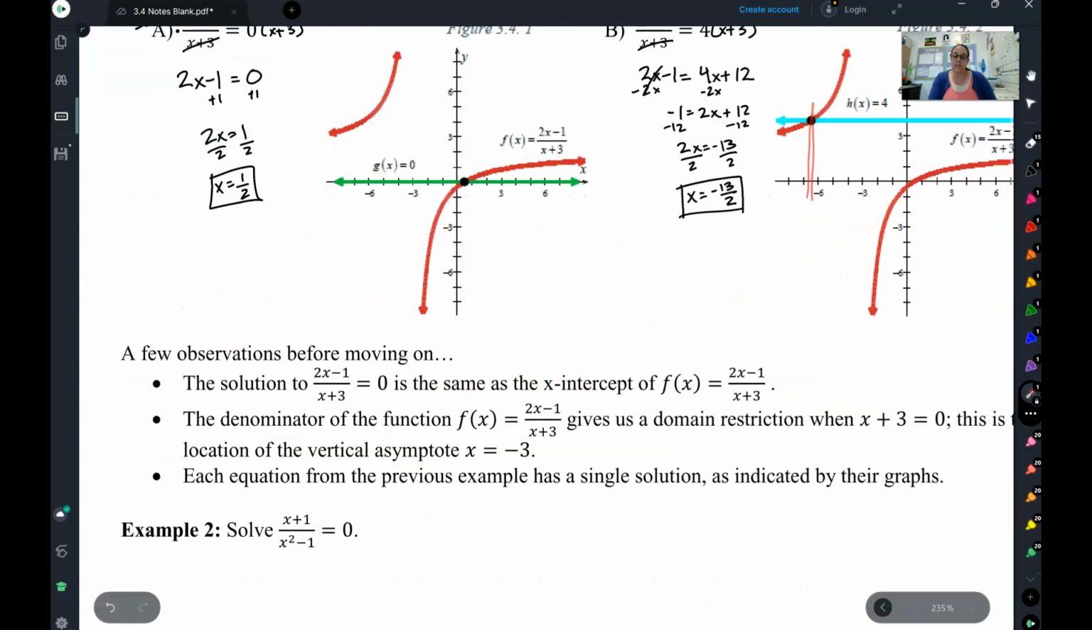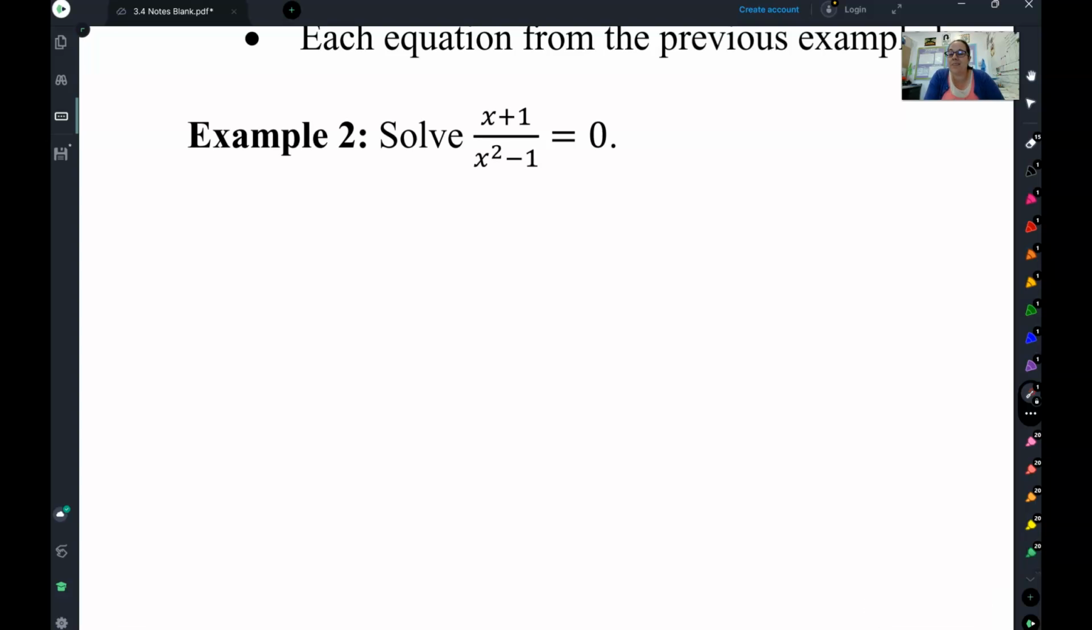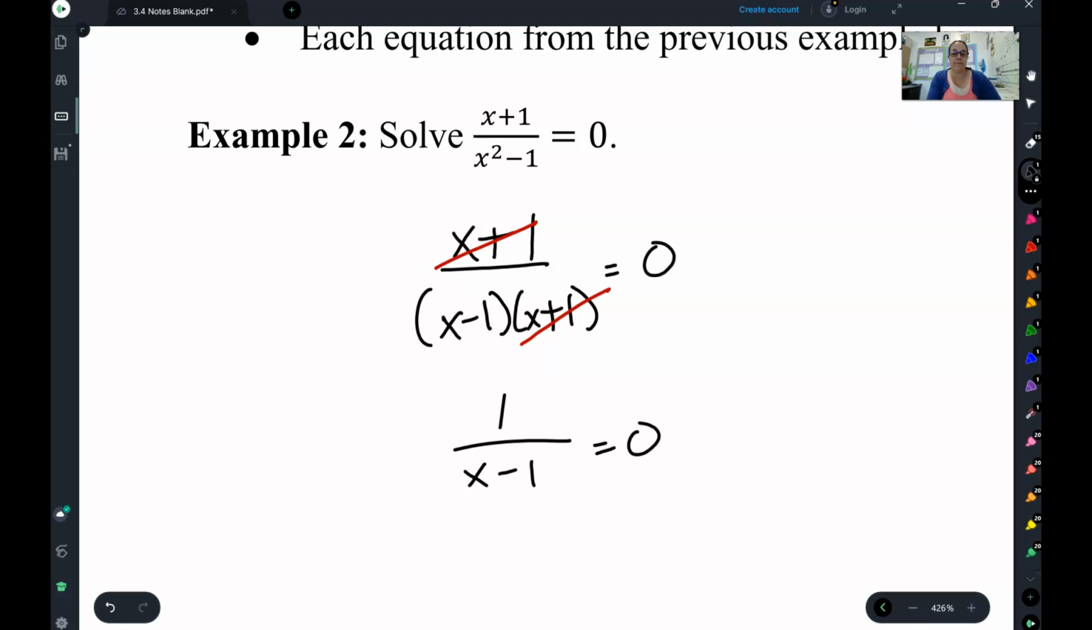So let's do one last example, example 2, because this example is a little bit tricky. Because when you go to solve this example, you do need to factor everything first, because this is difference of squares. And you'll notice that when I factor it, I have a hole. Something on top and bottom cancels. So I'm left with this.